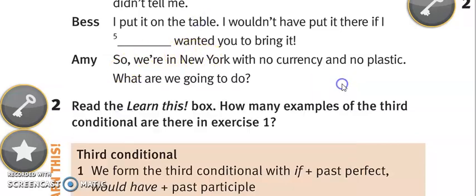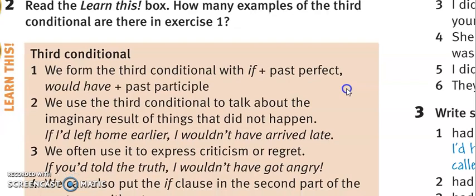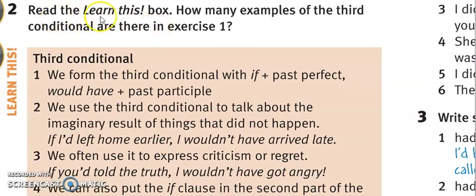And now let's move to exercise number 2 and start reading. Read the learn this box. How many examples of the third conditional are there in exercise 1? How many examples of the third conditional are there in exercise number 1 again? We have 5 examples. We have 5 examples of the third conditional.